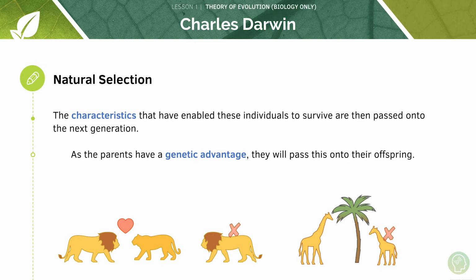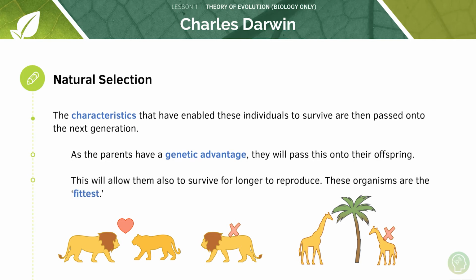This is why we refer to it as survival of the fittest, because the fittest are the ones that have the advantageous characteristics, and are more likely to survive for longer to reproduce. All of these changes take a very long period of time and are only seen after many, many generations, so this isn't a fast process.